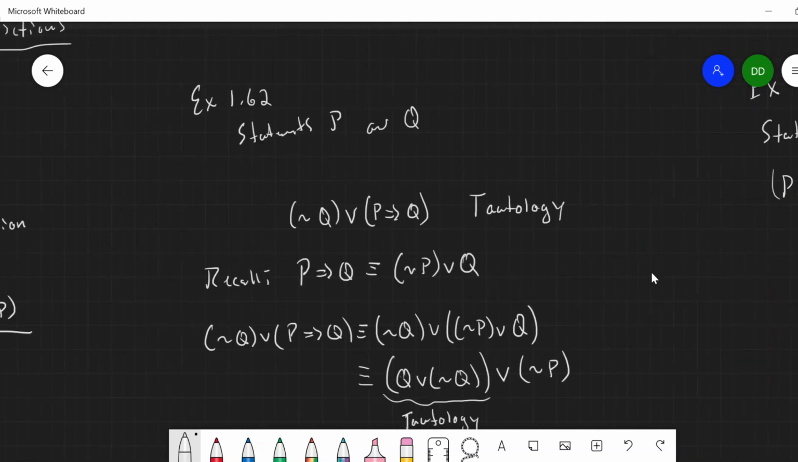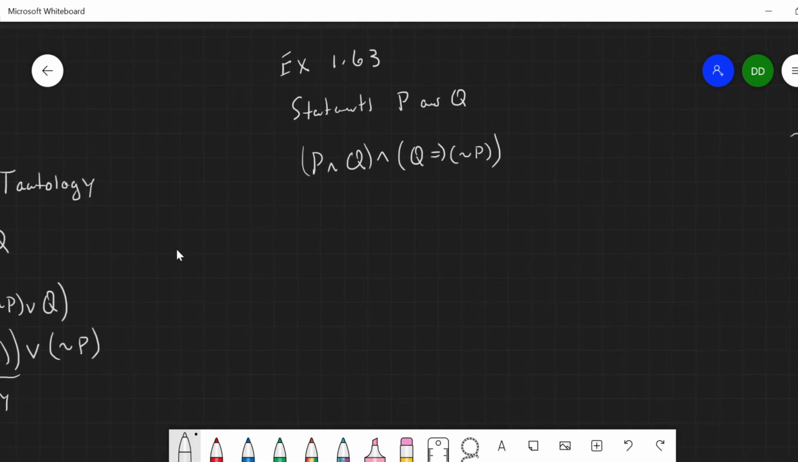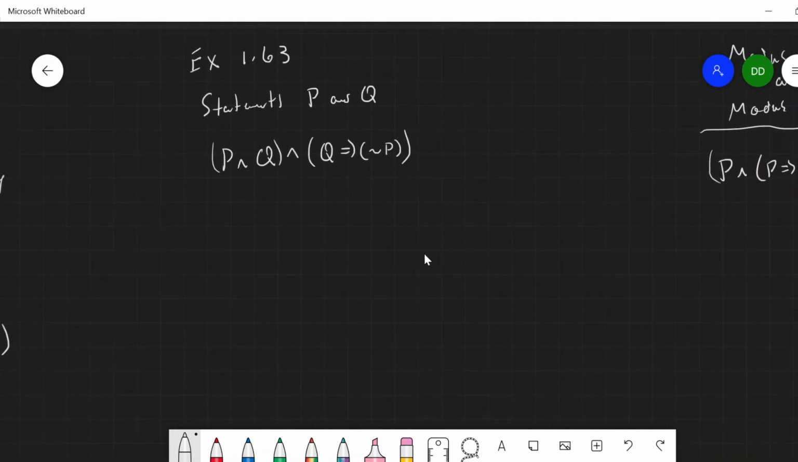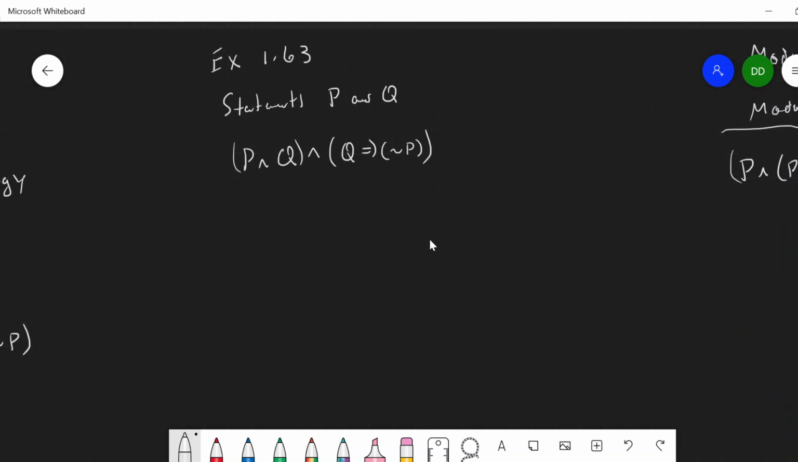Let's take a look at another one. This is example 1.63 from our text: P and Q implies not P. Again, you can look at the text, look at the truth table for this, and see that it's false for every combination of truth values of P and Q.